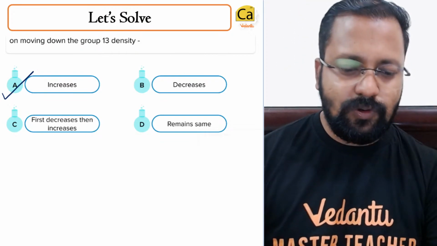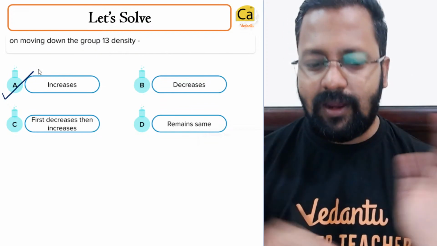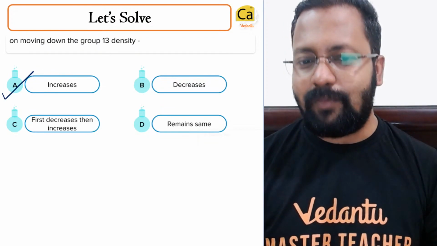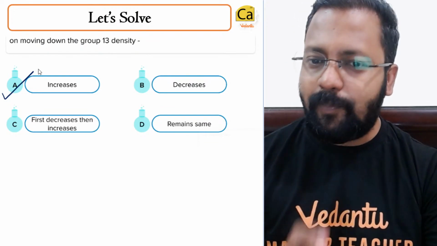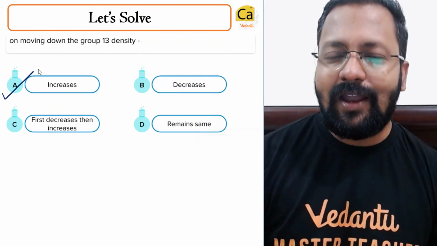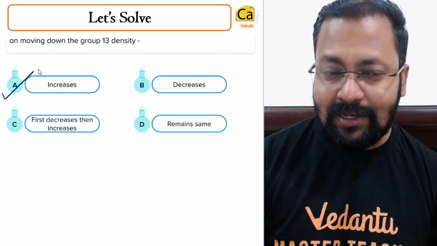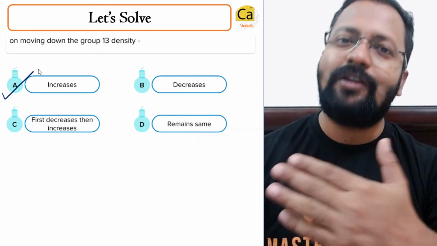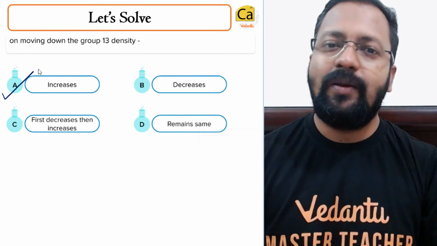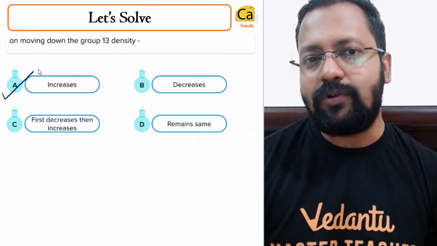Okay? So I hope you have learned about group 13 a bit. Very simple topic, very easy topic, and we will continue from here in the next class. In the next class, we'll start with chemical properties. We'll first learn the general chemical properties and then we'll take properties of some individual compounds.